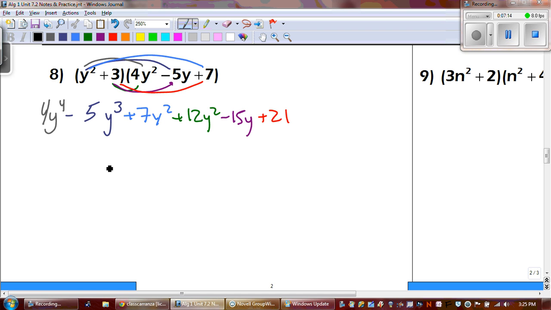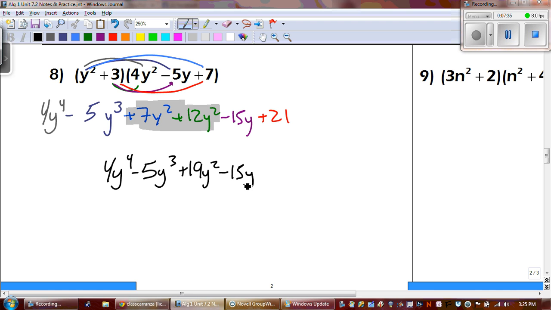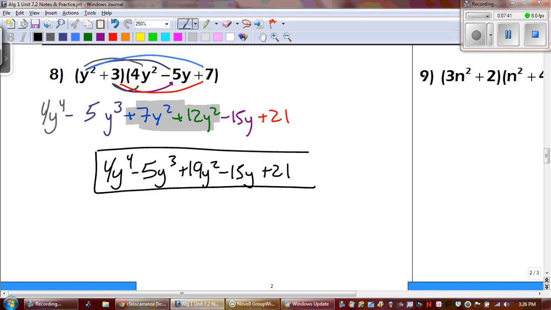So, like terms in standard form, the 4th power is the highest, no like terms. Then the 5y cubed. Now the 19y squared, because we get 7 plus 12, so that gives us 19y squared. And then the 15y and the 21 didn't have a partner. Okay? So our final answer is 4y to the 4th minus 5y cubed plus 19y squared minus 15y plus 21.